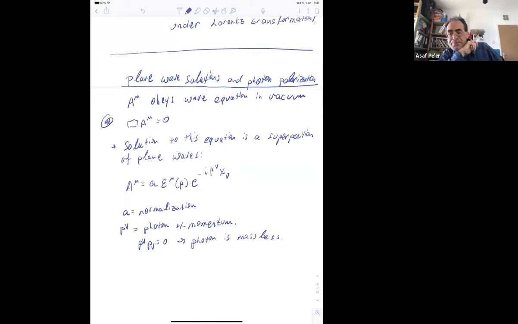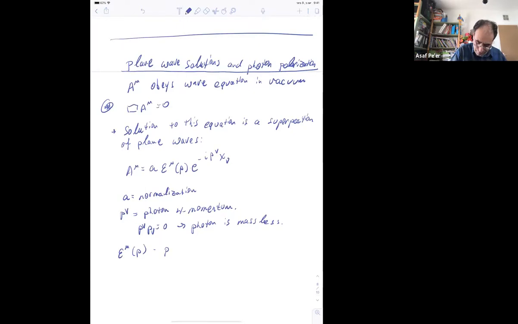You all see that? The vector epsilon mu of P is known as the photon polarization vector. As we're going to see shortly, this is related to the photon spin, and of course to the well-known fact that light is polarized.